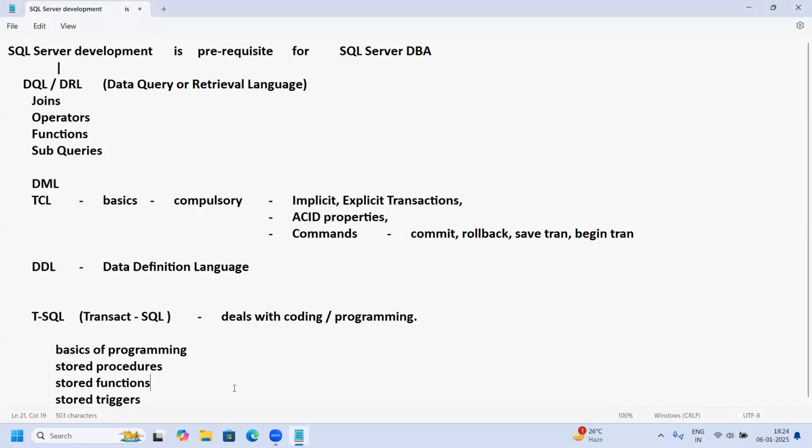Yeah, this is the prerequisite. We have a lot of things to cover for DBA. We cannot learn all these things in DBA classes; that would be a wastage of time. That is the reason I mentioned the word prerequisite.